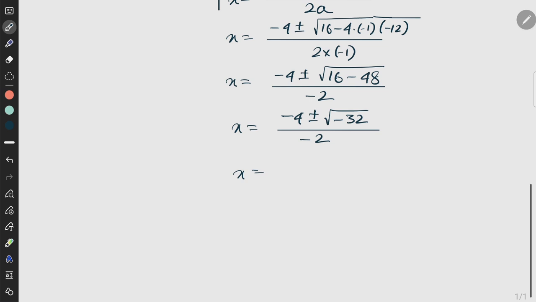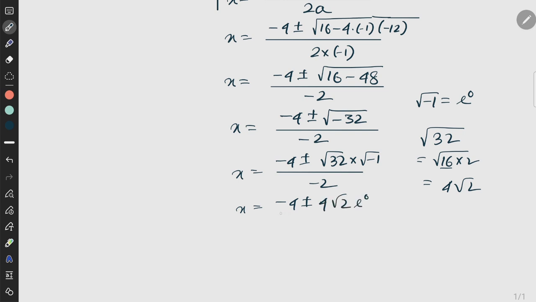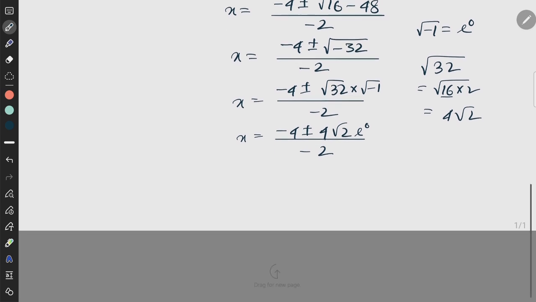x equals, we know that root over minus 1 equals i. Minus 4 plus or minus root over 32 into root over minus 1, by minus 2. x equals minus 4 plus or minus root 32, we can write 32 equals 16 into 2, that's why we can write 4 root over 2 i by minus 2, because we know that root over minus 1 equals i.